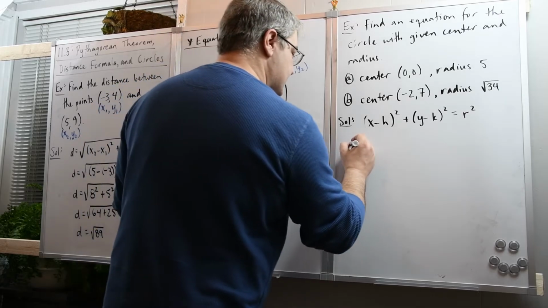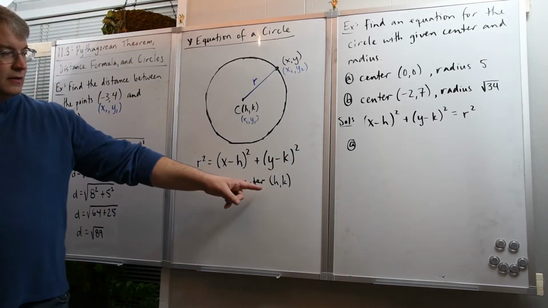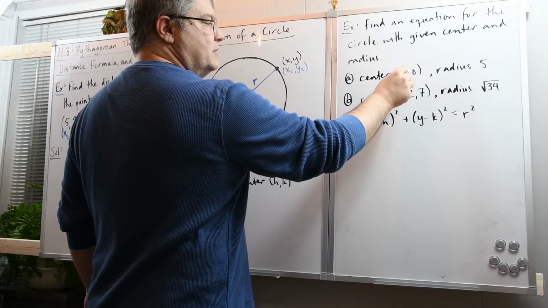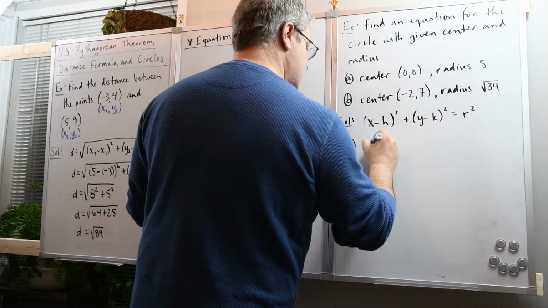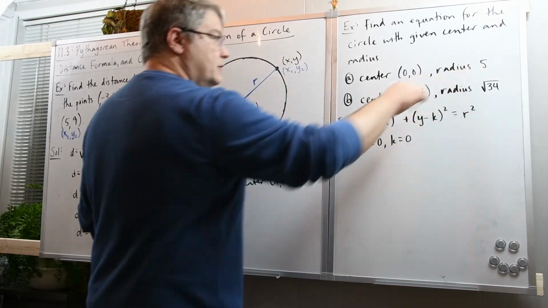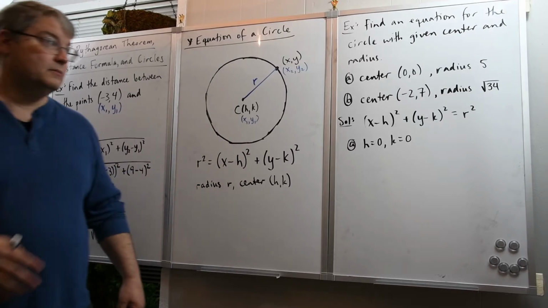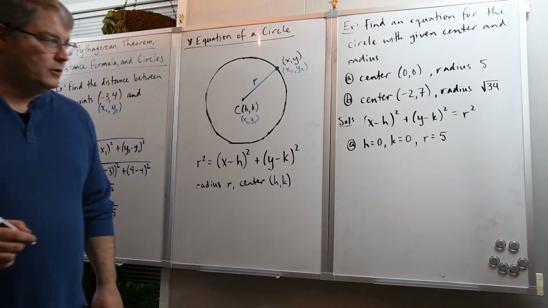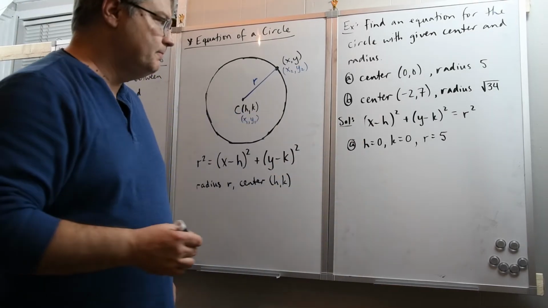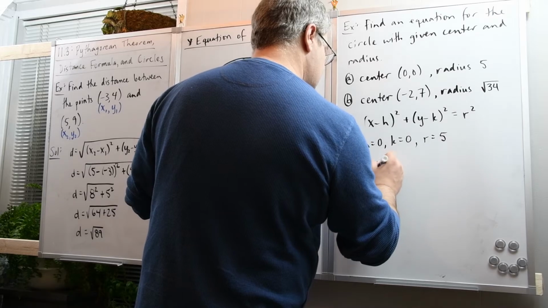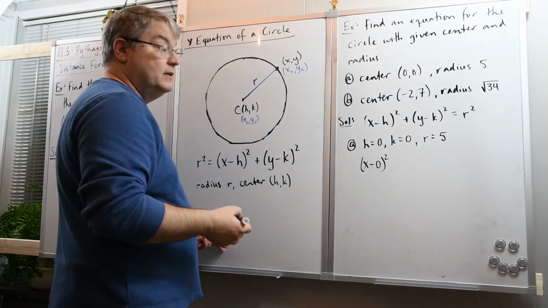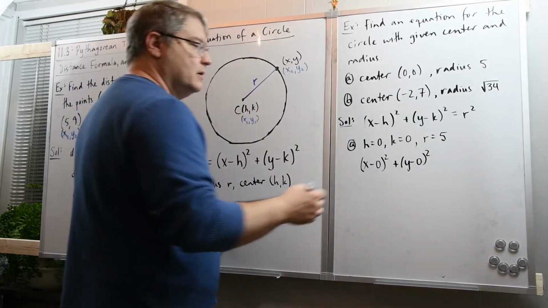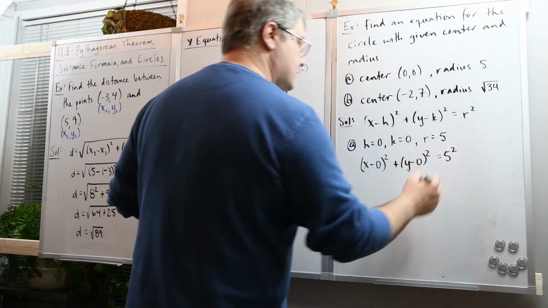So for part A, remember the center has coordinates h and k. This means that h is equal to 0 and k is equal to 0. Also, with the radius being 5, r is the radius, r is 5. So if we plug in these numbers to this general form, the equation, we'll have x minus 0 raised to the second power, plus y minus 0 raised to the second power, is equal to 5 to the second power.